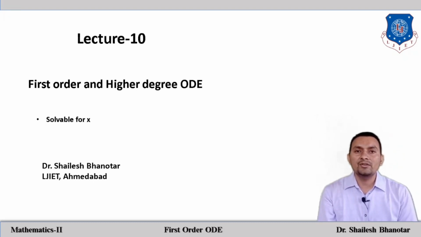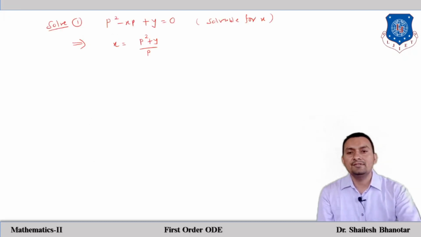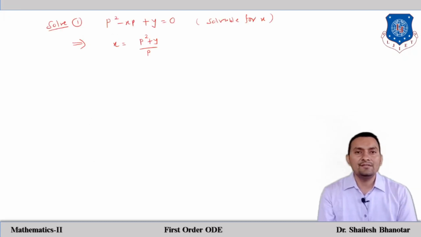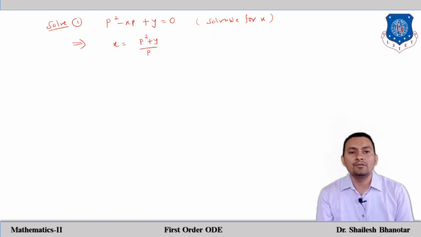In this video we are going to discuss the first order and higher degree ordinary differential equation if it is solvable for x. So let us see the first. It is the same as whatever we have done in the previous video, where the differential equation is solvable for y, and we are going to follow the same procedure for this case, whenever the given differential equation is solvable for x.